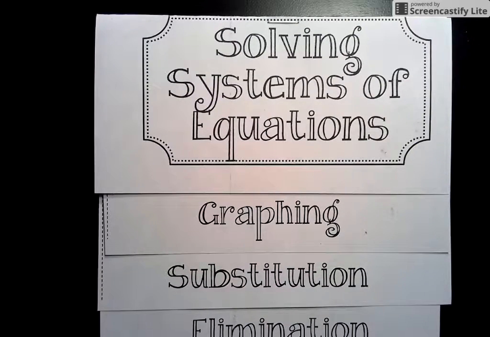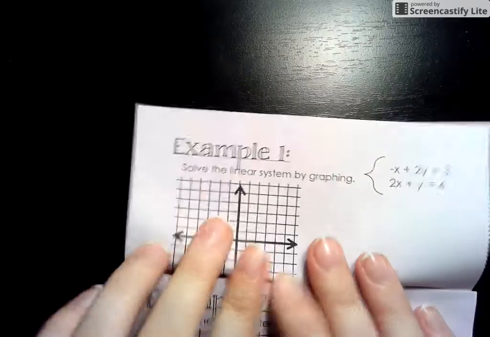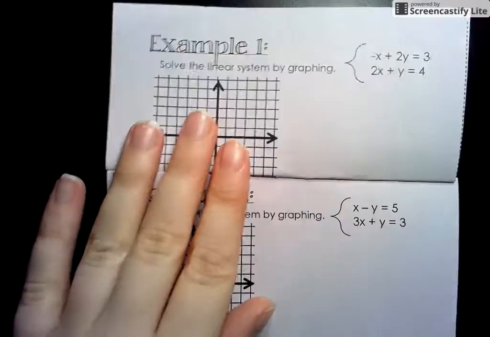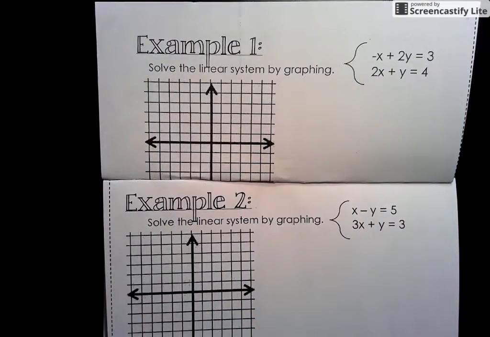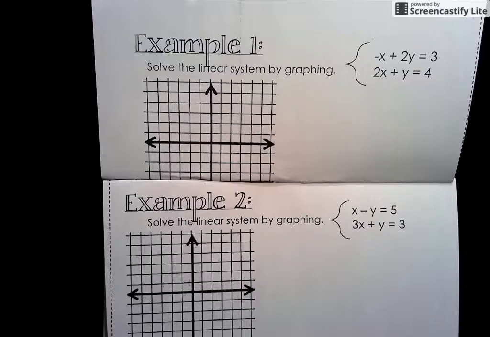So we're going to be talking about one of the ways to solve systems of equations, which is going to be done by graphing. So we're going to look at the first example. It says solve the linear system by graphing, and you're given two equations that are both in standard form. To graph, we have to make sure that both of our equations are in y equals mx plus b, and then graph from there.